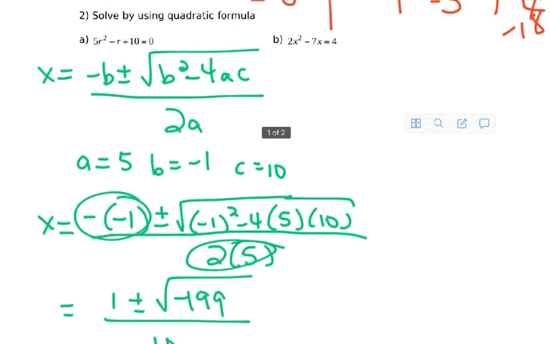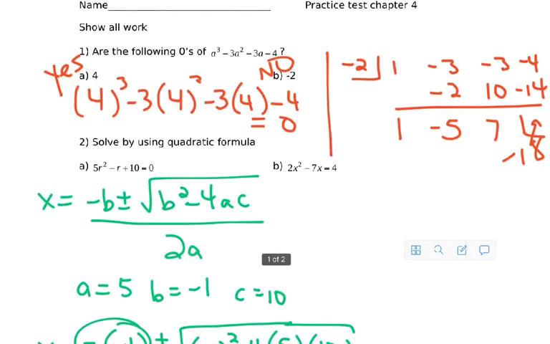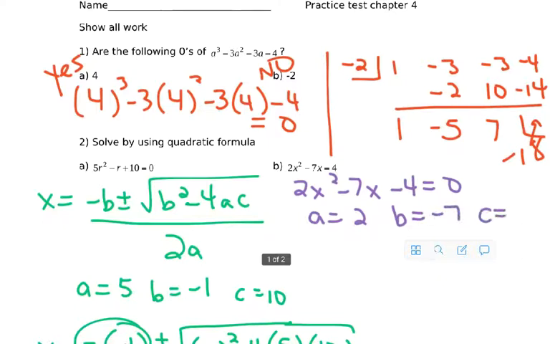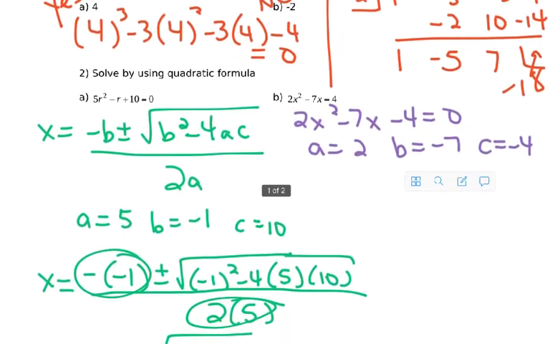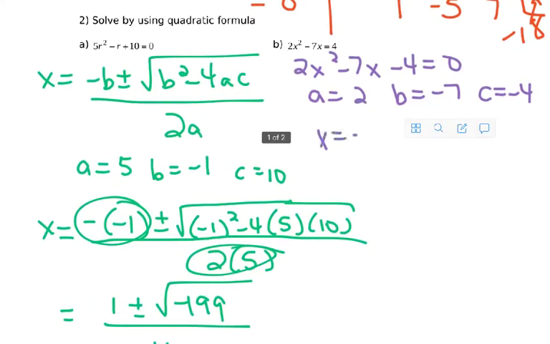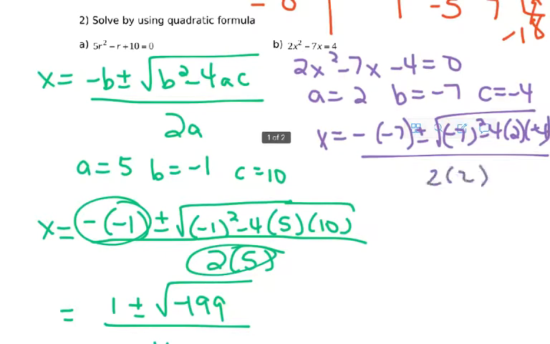Now let's do this again in part B. In order to use the quadratic formula, your equation has to equal 0. So if it does not equal 0, make it equal to 0 first. So I'm going to subtract 4. a is 2, b is -7, c is -4. Now I'm going to plug it into the quadratic formula. x equals the opposite of b plus or minus the square root of b squared minus 4ac all over 2a.